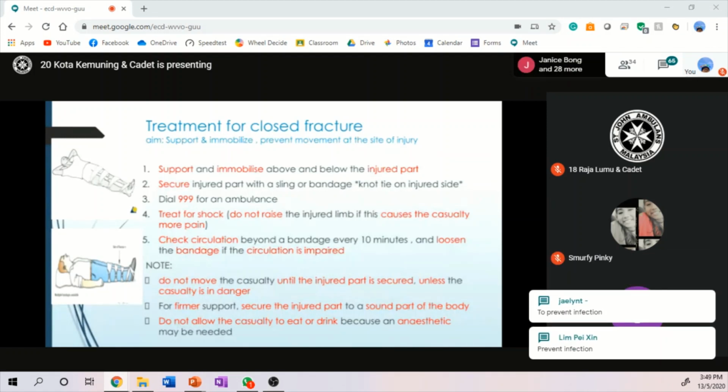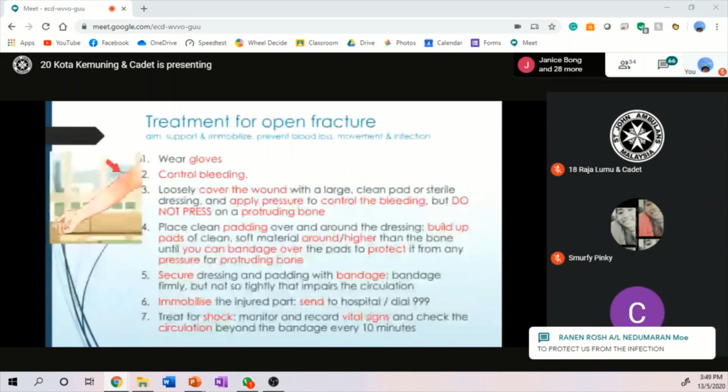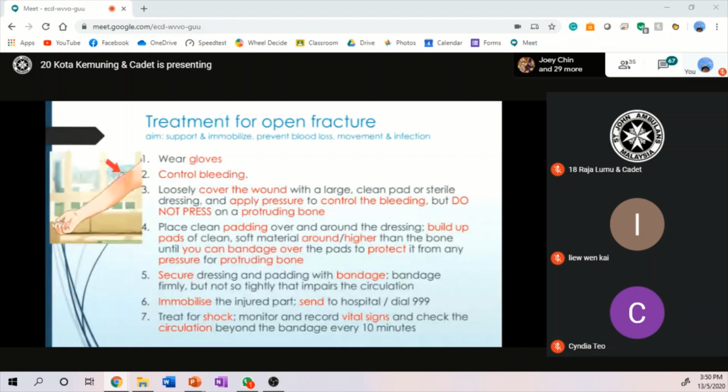And regulars is to prevent cross-infection. And then the first one, of course, regulars. And then the second one is control bleeding. To control bleeding, you need to apply some pressure, but do not press on the bone, or else the casualty will slap you because it's too painful already.